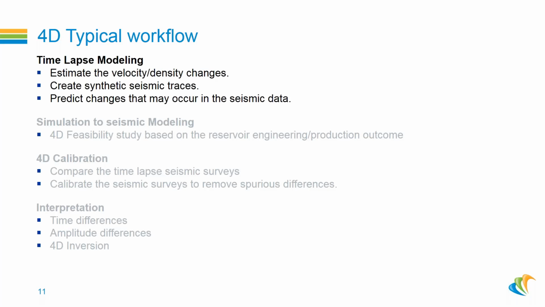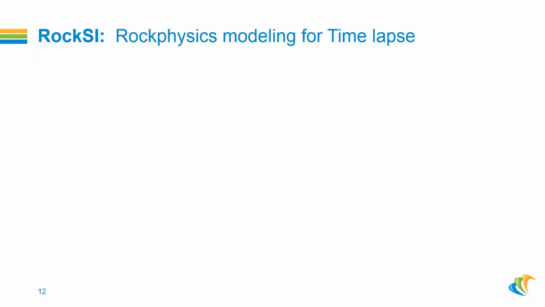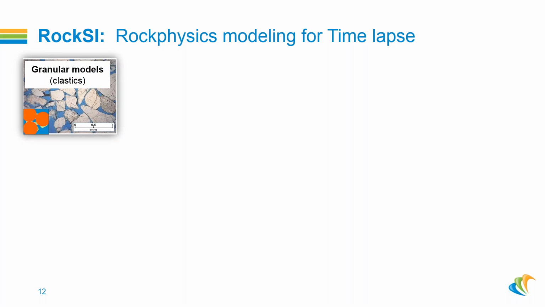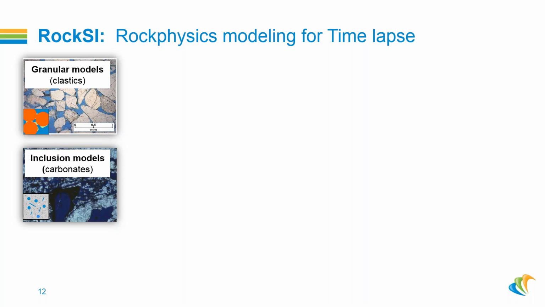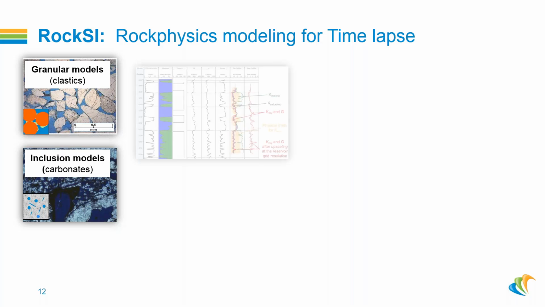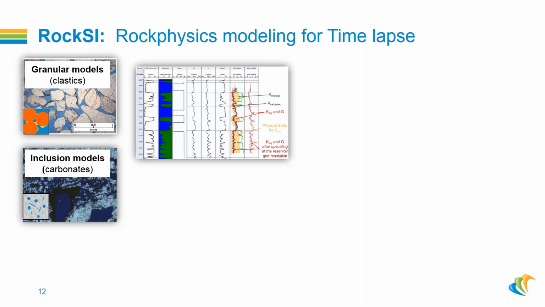Starting from time-lapse modeling, we need a rock physics model. For this rock physics model, we have RockSI, which is used for developing your rock physics model. It could be granular models for mainly clastics, or cemented clastics, and inclusion models for dense rocks like carbonates. So we can design our rock physics model, calibrate it to the measured data points in the logs, and start investigating what happens, for example, with fluid changes, what we expect to see.